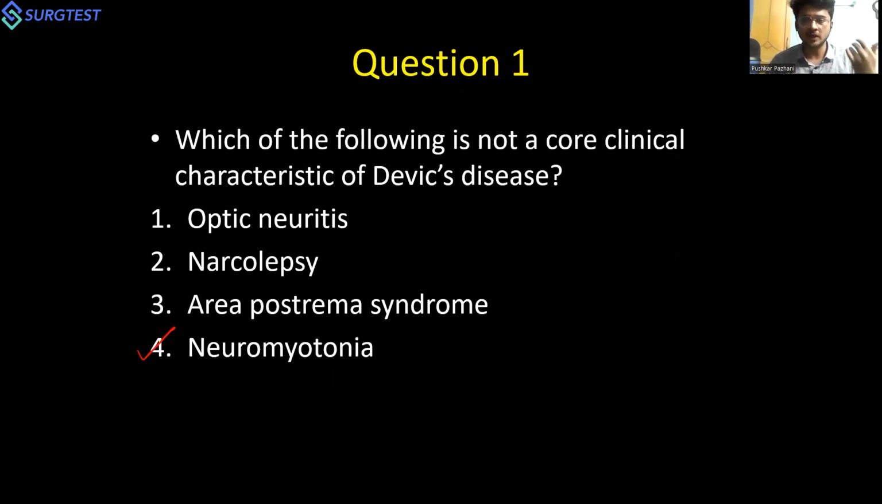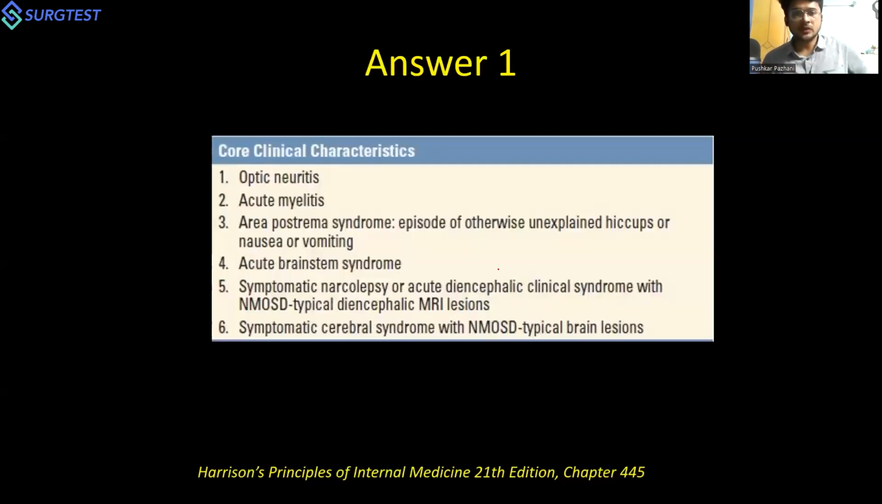So let's go into what are the core characteristics. Obviously these three are core clinical characteristics, that is optic neuritis, narcolepsy, and area postrema. These are the 6 important core clinical characteristics of neuromyelitis optica spectrum disorder. As the name suggests, neuromyelitis, so transverse myelitis or acute myelitis is one core clinical feature, and optica, so optic neuritis. These two you're surely going to remember. The other 4, you'll have to remember. One is area postrema syndrome, the next is acute brainstem syndrome, next is an acute diencephalic syndrome or symptomatic narcolepsy, and then a symptomatic cerebral syndrome.